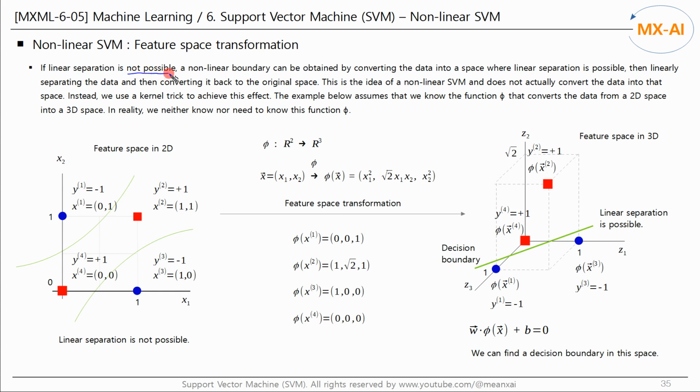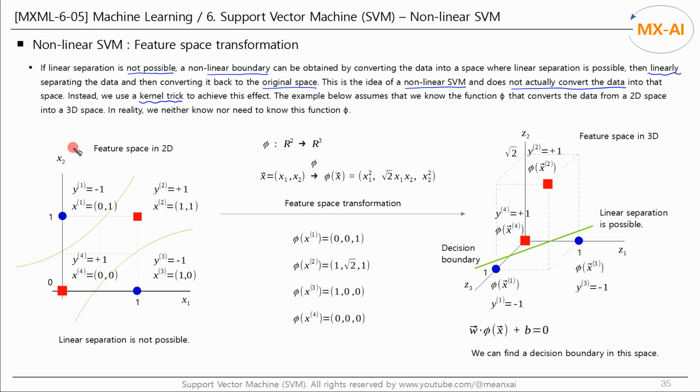If linear separation is not possible, a nonlinear boundary can be obtained by converting the data into a space where linear separation is possible, then linearly separating the data, and then converting it back to the original space. This is the idea of the nonlinear SVM. We do not actually convert the data into those spaces. Instead, we use a kernel trick to achieve this effect.